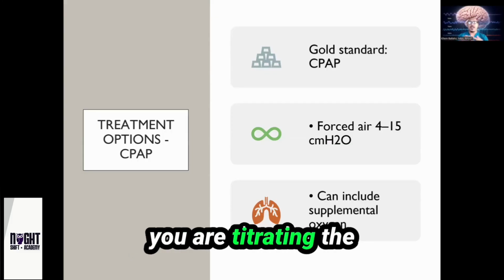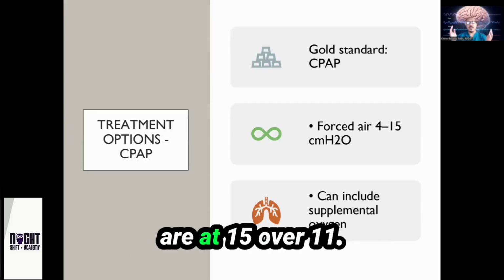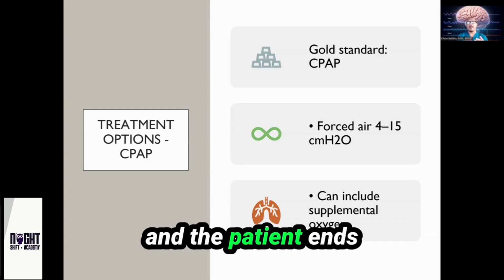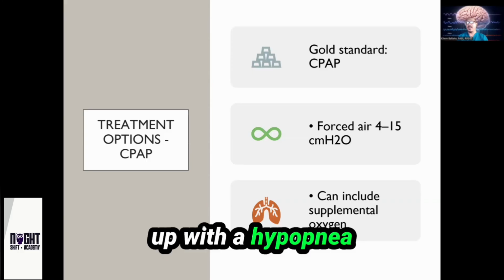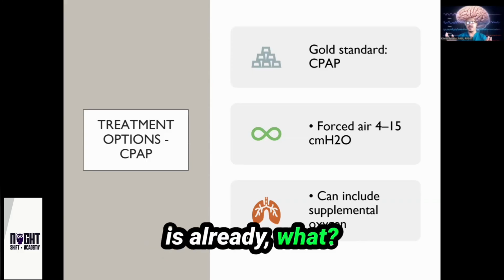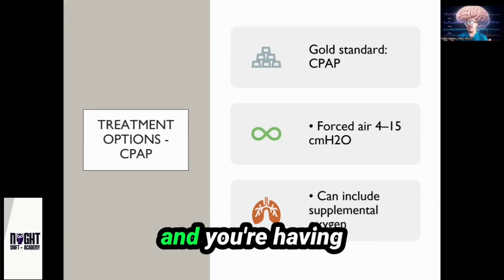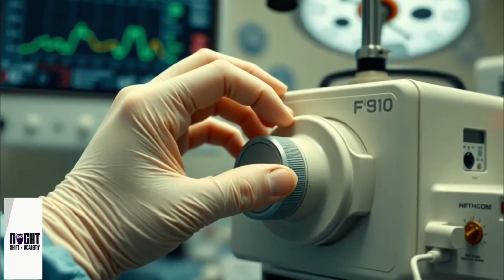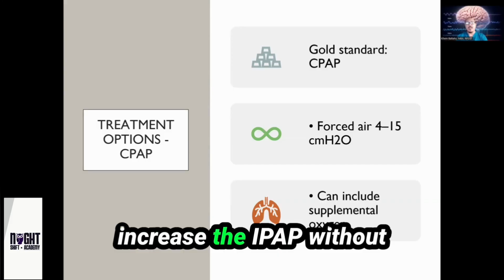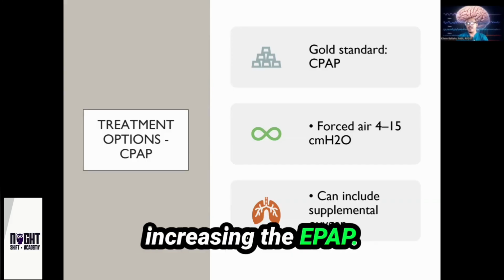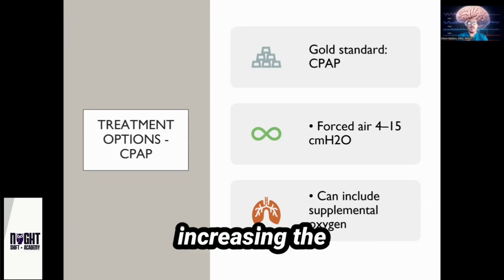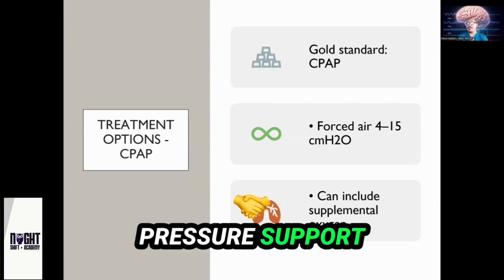For example, you are titrating the patient and now you are at 15/11 on bi-level titration, and the patient ends up with a hypopnea. It's 3 in the morning, 4 in the morning, and you're having hypopneas. You can always increase the IPAP without increasing the EPAP. So you're technically increasing the pressure support.